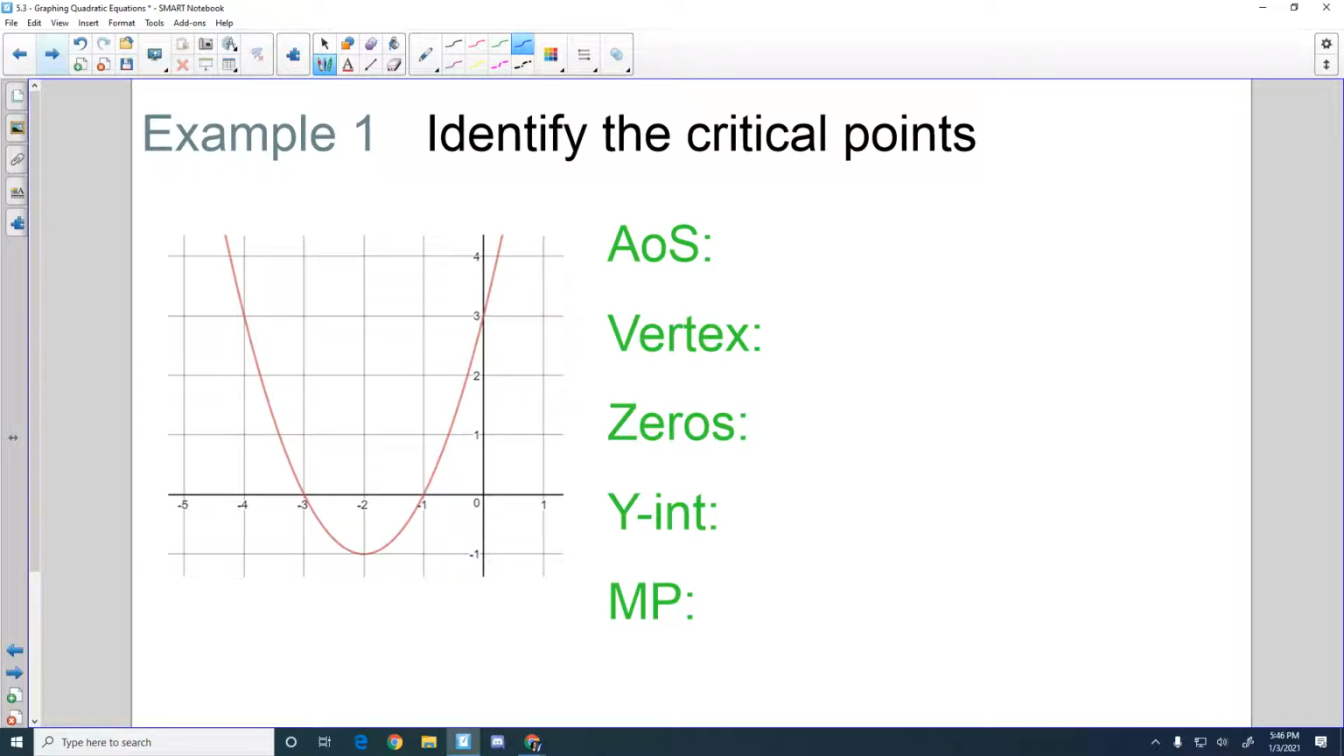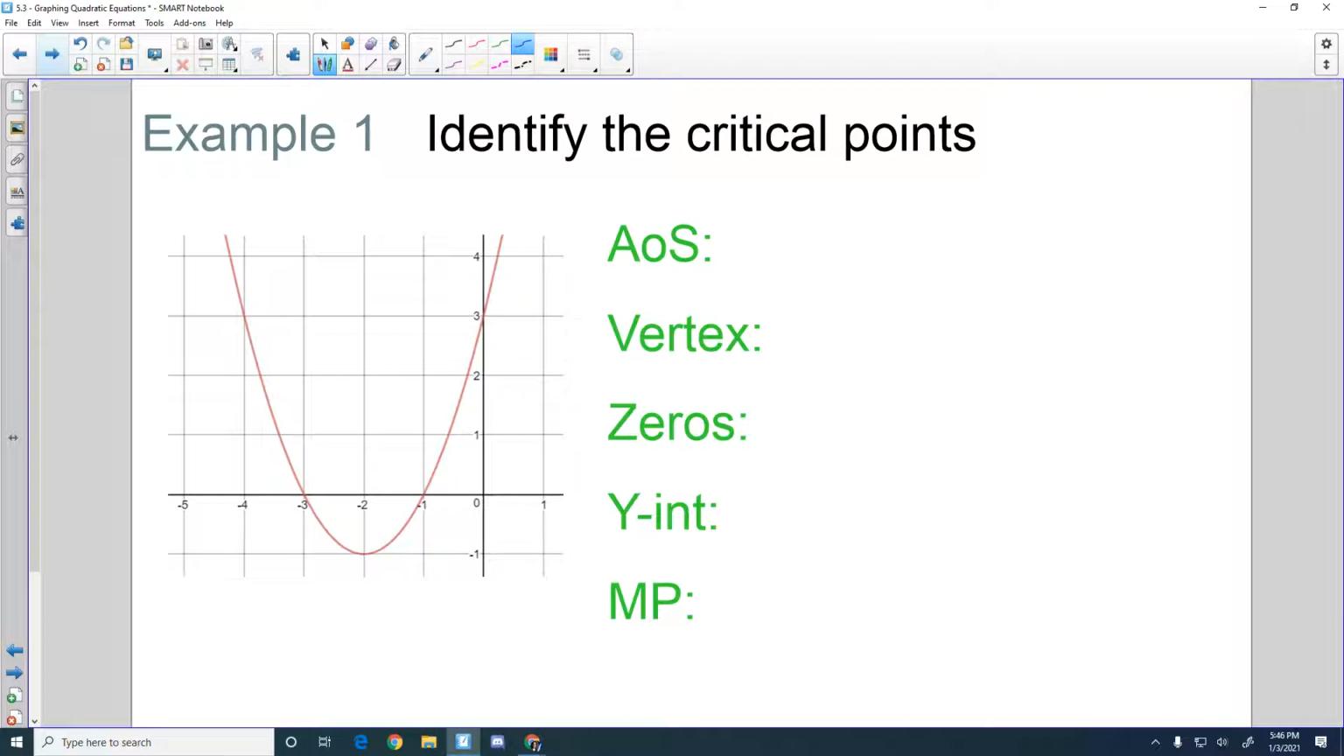Now, this is kind of working backwards from the intended learning target. What we're going to be doing is first calculating these critical points, then plotting them to get the graph. In this situation, I've given you the graph, and we're going to just identify these points, just kind of in a way to help you relate the two concepts together.